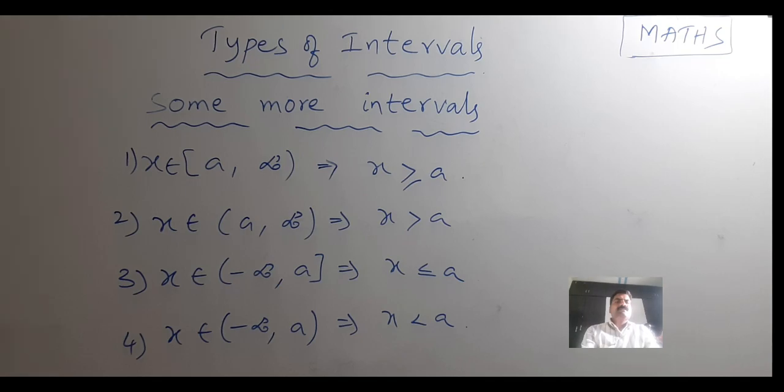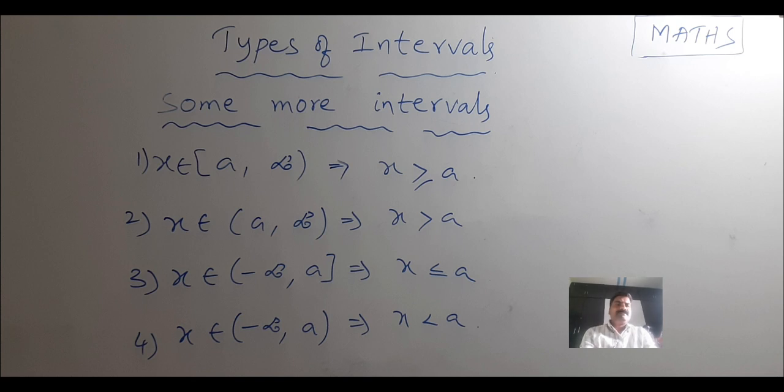And there are some more types of intervals here. All these come under semi-open, semi-closed intervals only. Now the first one, x belongs to closed a comma infinity. Students, you must remember that infinity and minus infinity are unknown values, so we cannot include them. That's why whenever we write minus infinity or plus infinity, we must write only an open bracket. We cannot include them since they are unknown values.